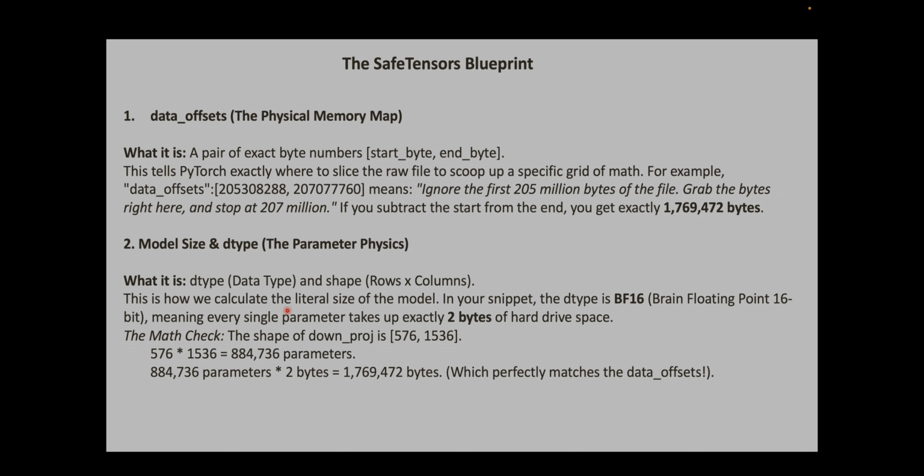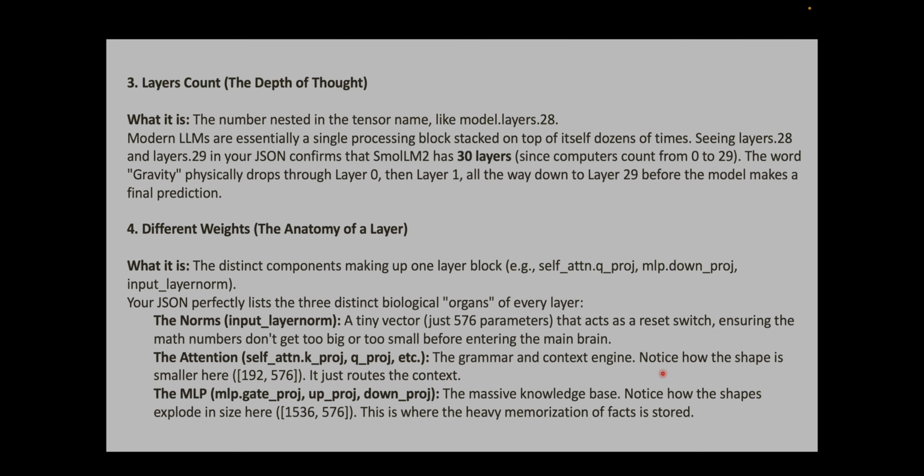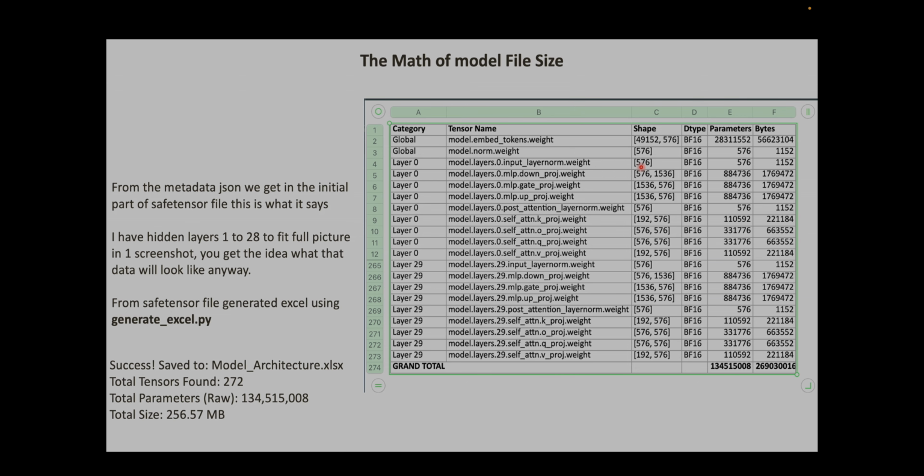The math check. Now the shape of down proj is 576 comma 1536, right? So this is the start byte and end byte. If you multiply that, that's 884,736 parameters. And if you multiply it by 2 bytes, it will be 1,769,472. So this is exactly the number that we get, which perfectly matches with the data offsets. So let's take a look at the sheet. This is how it is. 576, you can see this in the parameters, and then the bytes it will take that way. Or for the down project, you can also see that here.